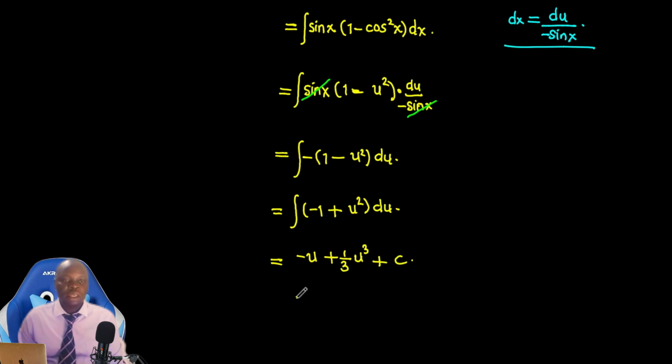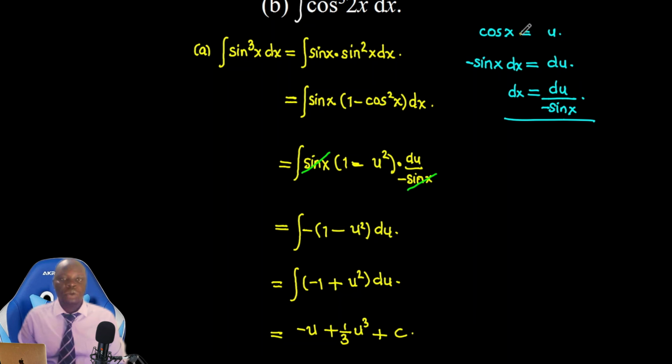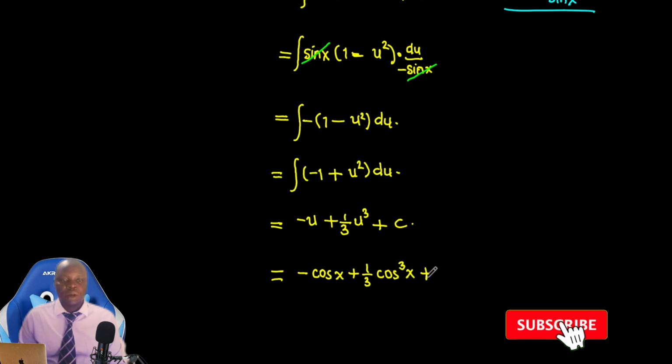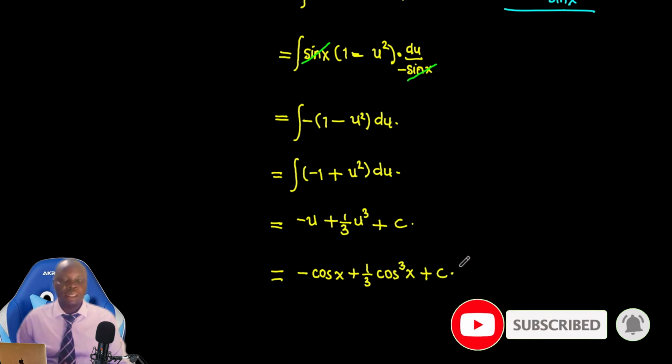So the next thing is to substitute back. We are going from u back into x through substitution, and earlier we said u was equal to cos of x. So wherever we get u, we can place there cosine of x. So we have here negative cos of x plus 1/3 times cos to the power of 3 of x plus our constant of integration. And basically, this is the result.